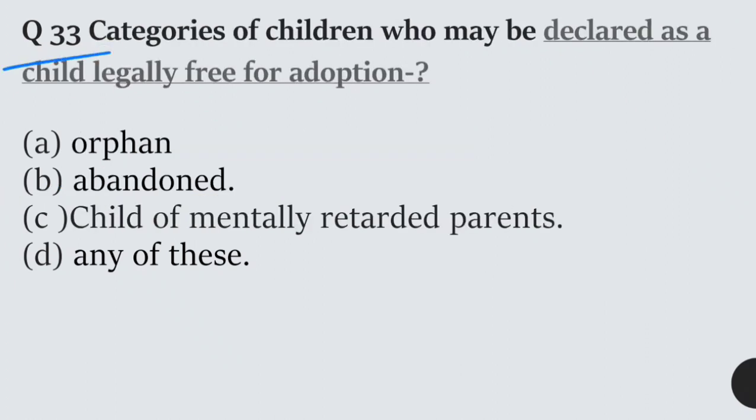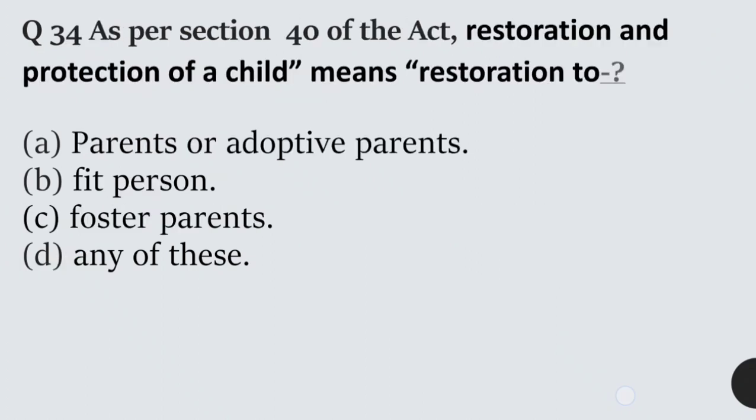Next question is, categories of children who may be declared as a child legally free for adoption. As you see in the provision, any of these is the correct answer: orphan, abandoned, or child of mentally retarded parents. All of these are the categories of children which can be declared as a child legally free for adoption. So D is the right option.